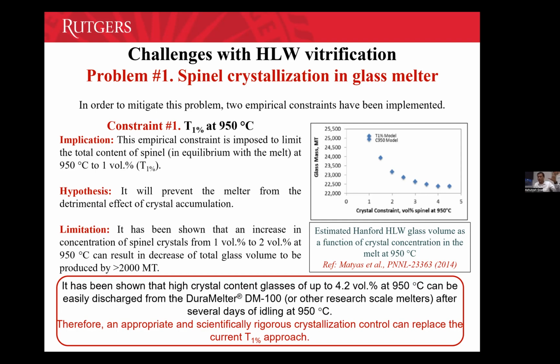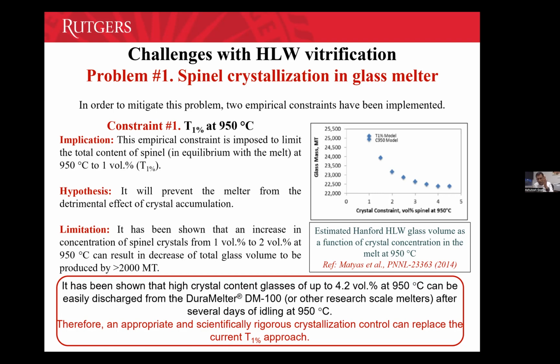So the scientists and engineers working at the Hanford site came up with two empirical constraints, and there is no scientific basis to these constraints. It's just know-how. Oh, I feel this should be the case, so they put it there, right? So what they said is, you know what we need to do? We need to put a restriction that we will design the composition in such a way that even if the temperature of the melter goes down to 950 degrees C or 850 degrees C or 900 degrees C, the amount of crystals that form in the melt should not exceed 1 volume percent.